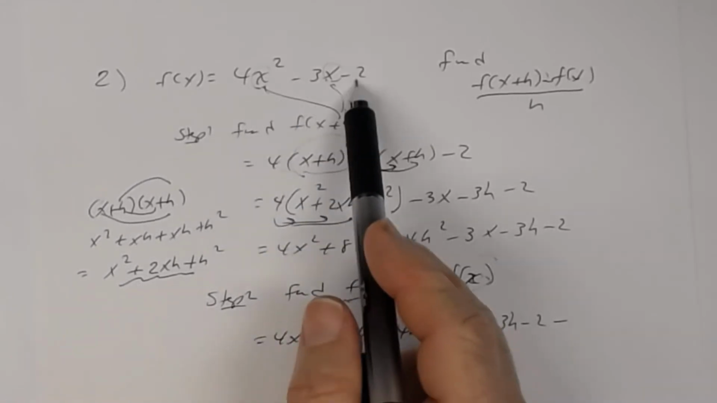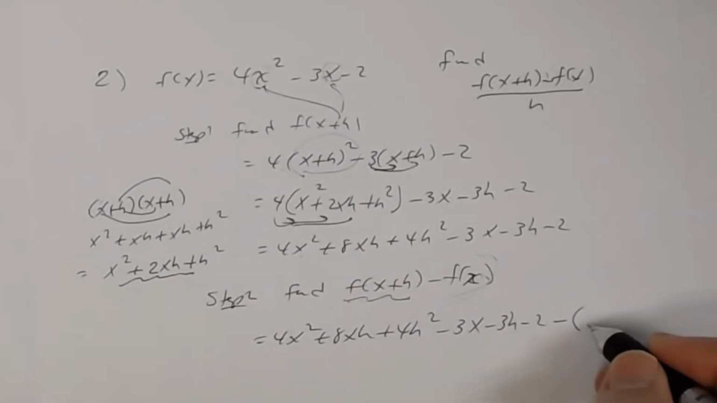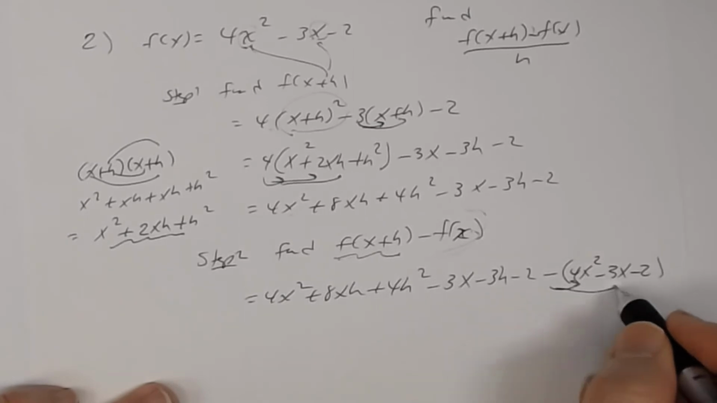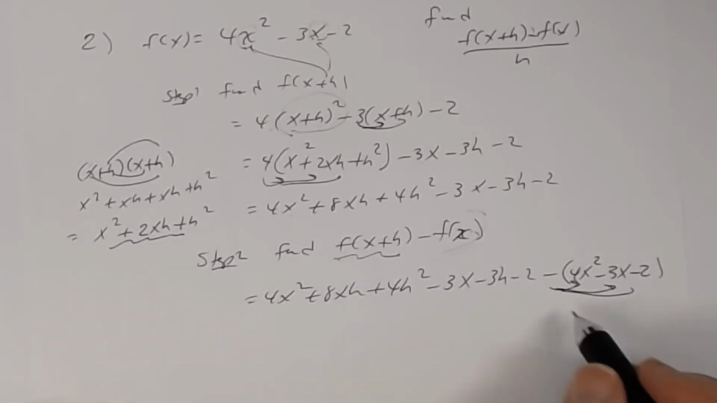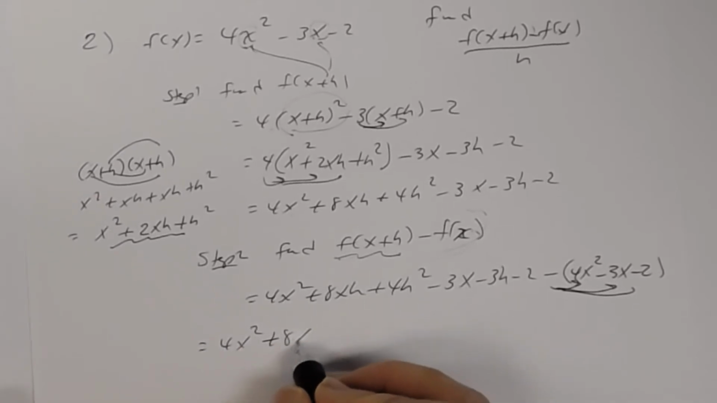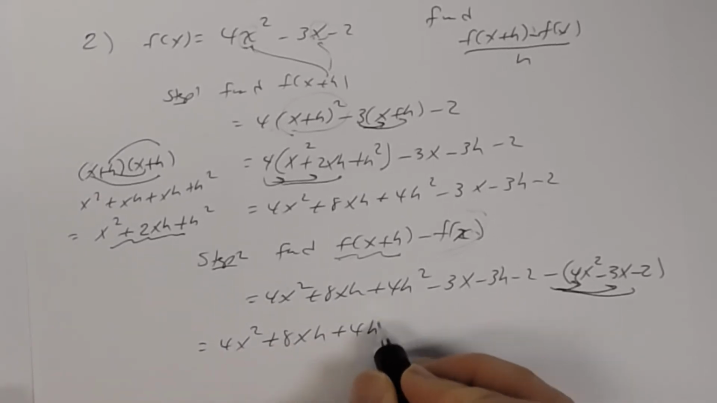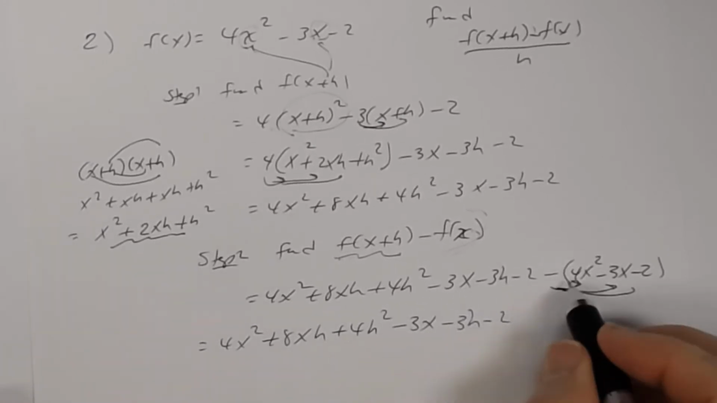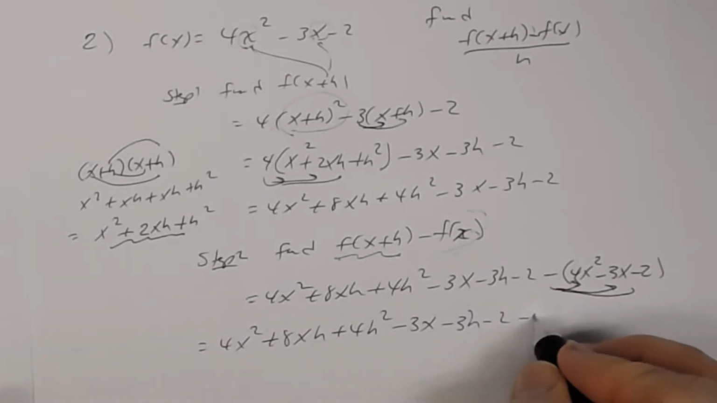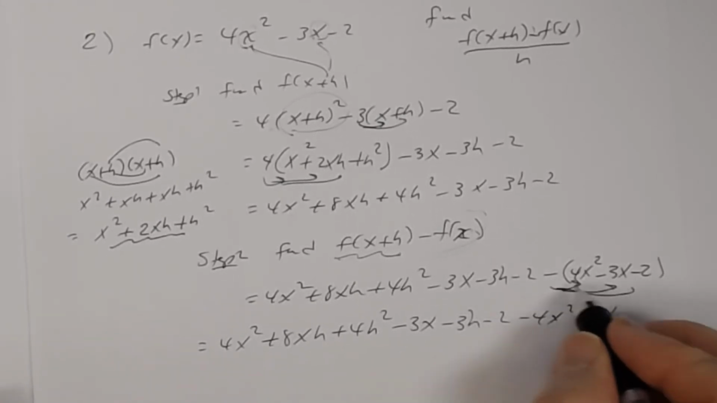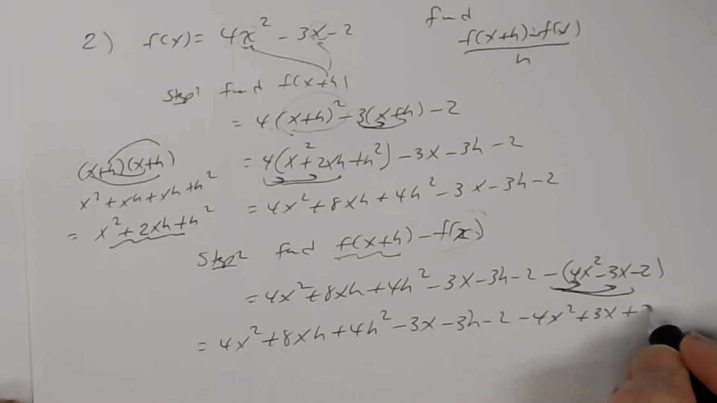But remember, you're subtracting all of those terms, so you got to put that in parentheses. So 4x squared minus 3x minus 2. Now let's go ahead and get rid of these parentheses. So add the opposite. So this becomes 4x squared plus 8xh plus 4h squared minus 3x minus 3h minus 2. And the opposite of 4x squared is a negative 4x squared. The opposite of a negative 3x is a positive 3x. And the opposite of a negative 2 is a positive 2.